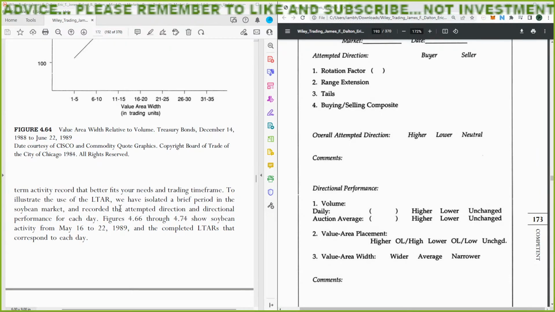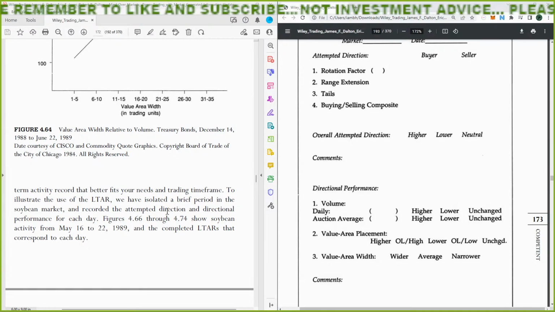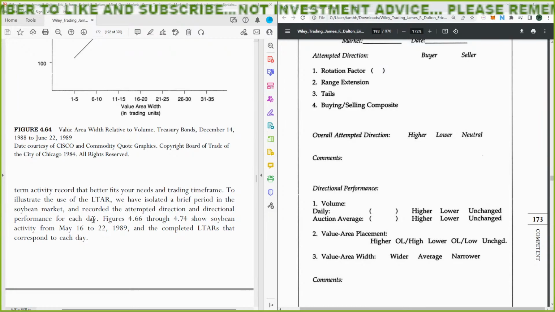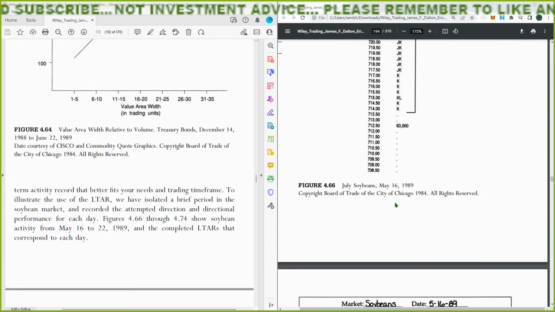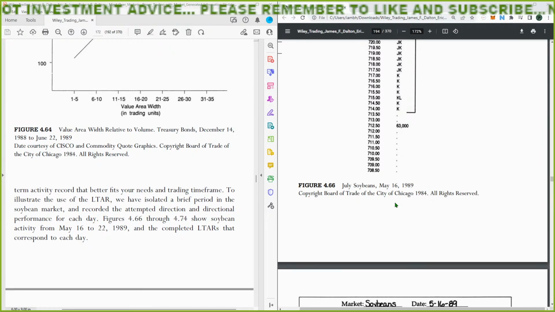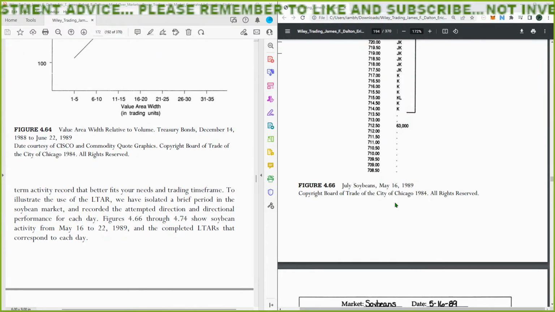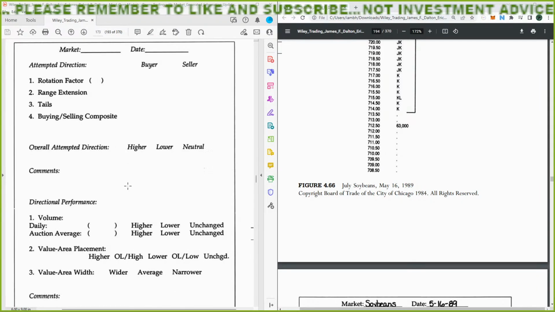To illustrate the use of the LTAR, we have isolated a brief period in the soybean market and recorded the attempted direction and directional performance for each day. Figures 4.66 through 4.74 show soybean activity from May 16th to the 22nd, 1989, and the compiled LTARs that correspond to each day.